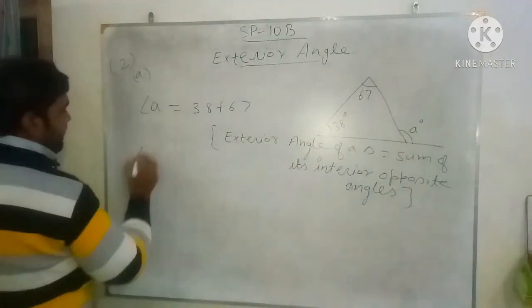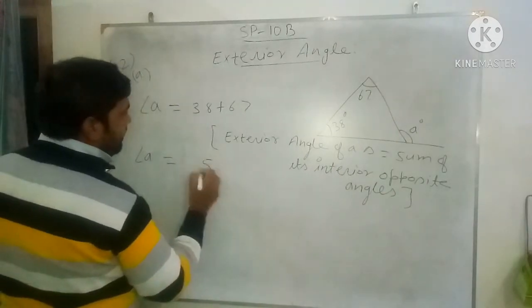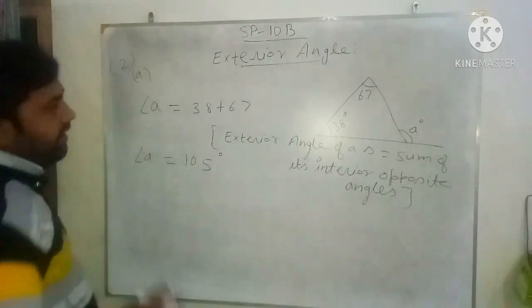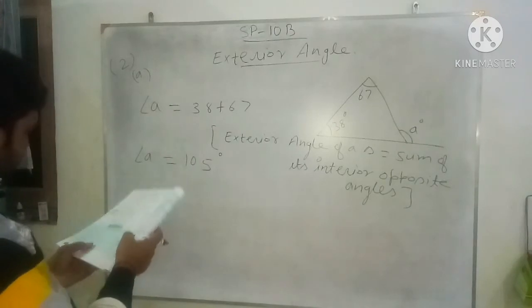So that is angle A equals to what? 8 plus 7 is 15, 5 carry 1, 7 plus 3 is 10, so 105 degree. So the measurement of angle A will be 105 degree. Similarly, you can do the question number B.